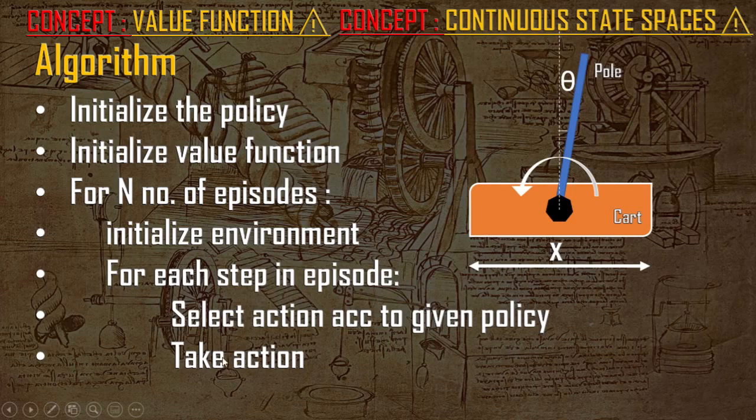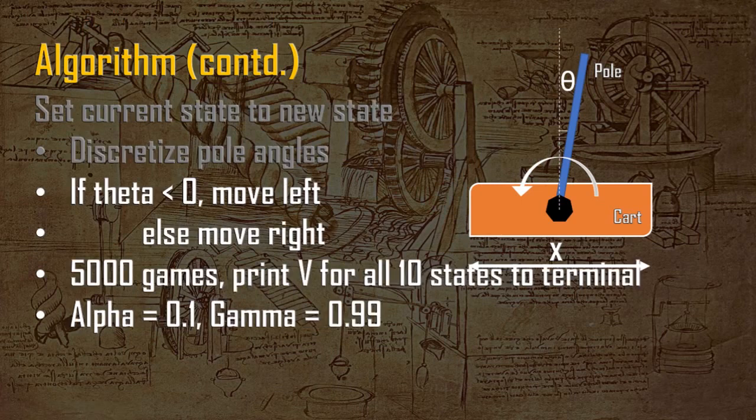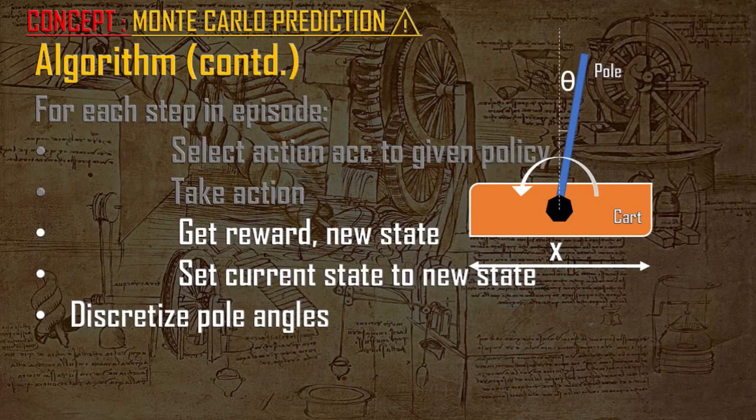We take the action after defining it, and we get the reward and state, because the state changes after we take an action: it moves, so x, theta, everything changes. We get it, and then we set the current state to this new state. We just update it, and then we also separately discretize the pole angles, and if this angle theta is less than 0, then we move left, else move right. This is again defining the policy separately, which will be called in that function. We define a number of goals, and we print the value function for all of these 10 states. Alpha is a learning factor. I think I missed one of the concept slides.